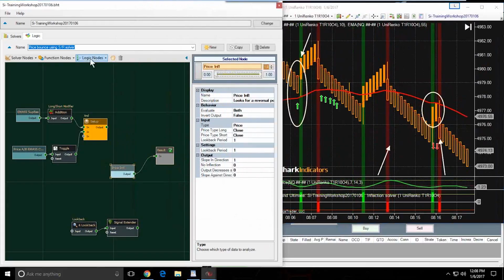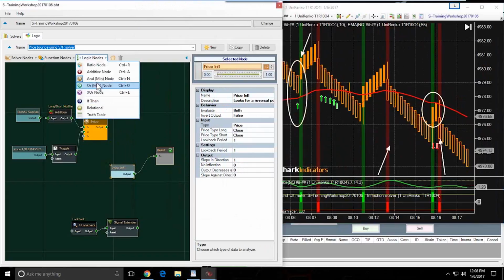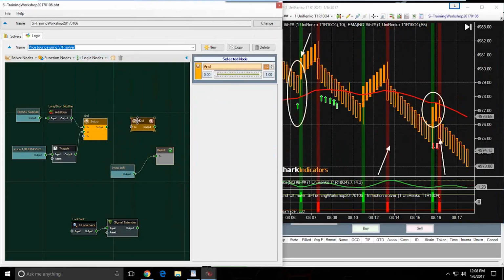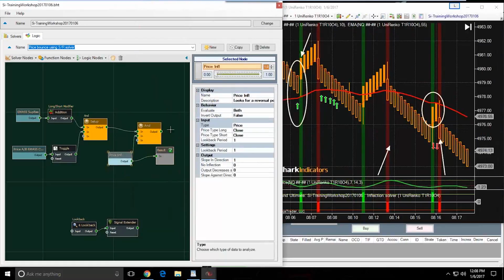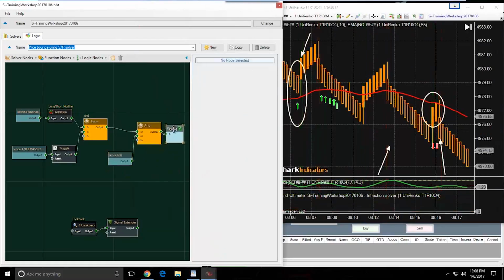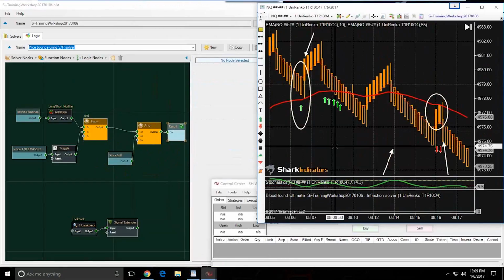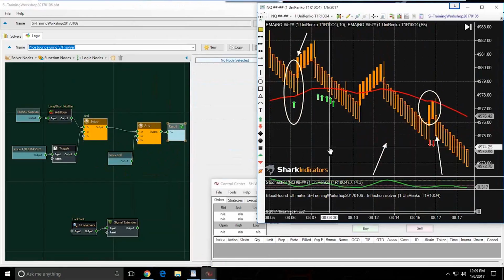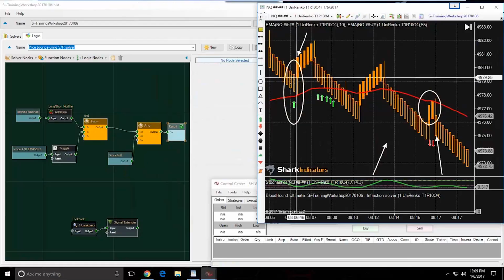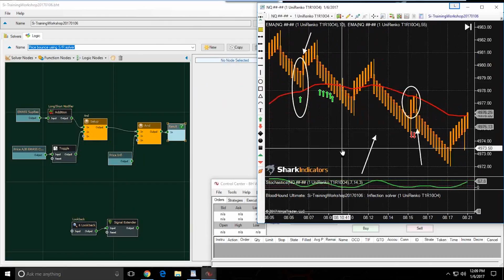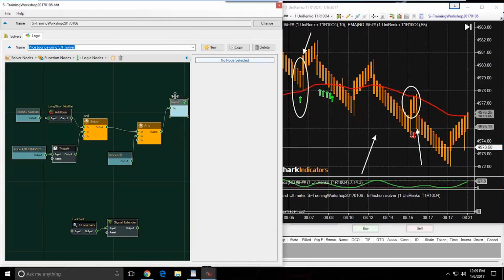So now the next step is, let's take our setup, the output from our setup, combine it with the price inflection, and let's see what we get. So you'll notice we're not getting anything. So that didn't quite work out. And let's take a look at why.